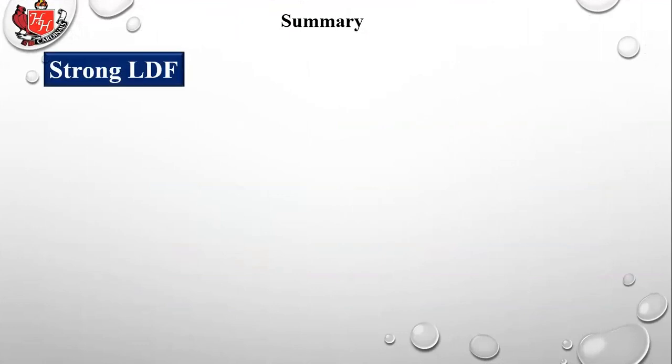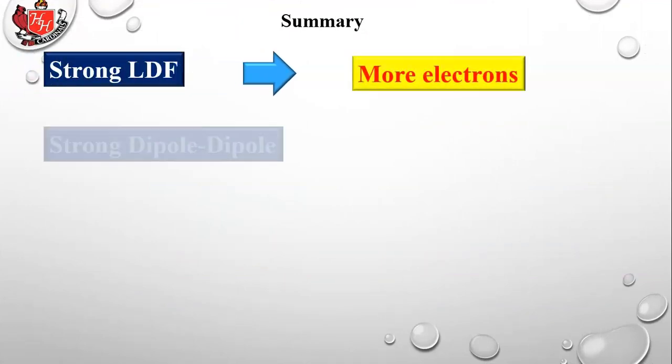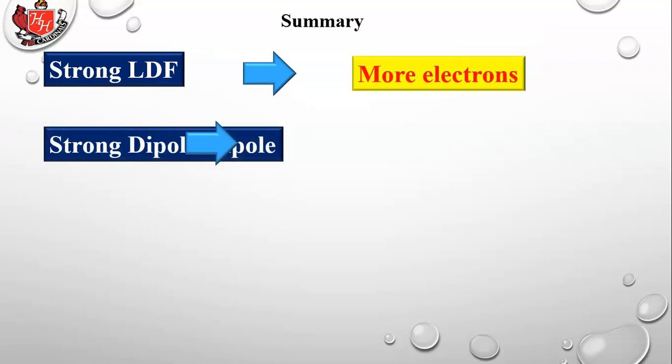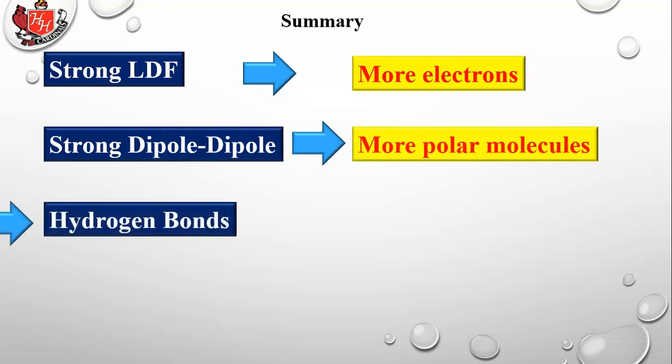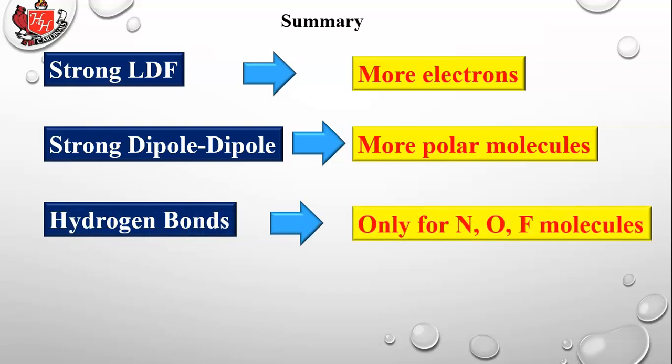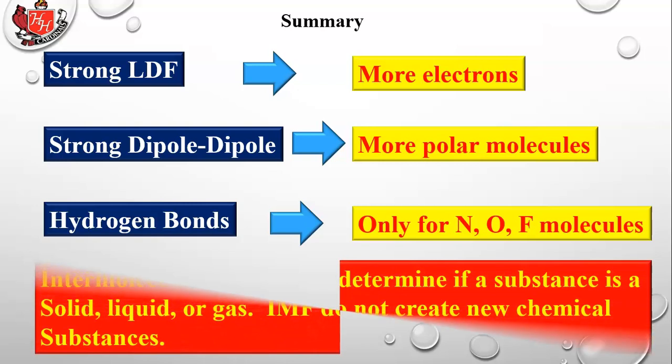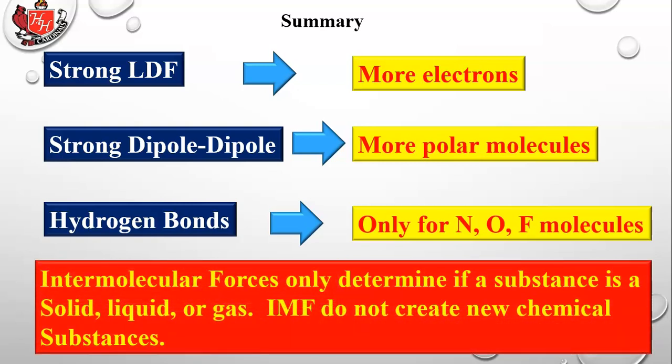So in summary, strong London dispersion forces are the result of more electrons. Strong dipole-dipole forces are the result of more polar molecules. And hydrogen bonds occur only with nitrogen, oxygen, and fluorine molecules with hydrogens attached to them. So intermolecular forces only determine if a substance is a solid, liquid, or gas. Intermolecular forces do not create new chemical compounds. A very important point to remember.